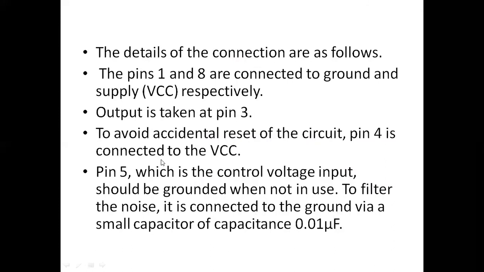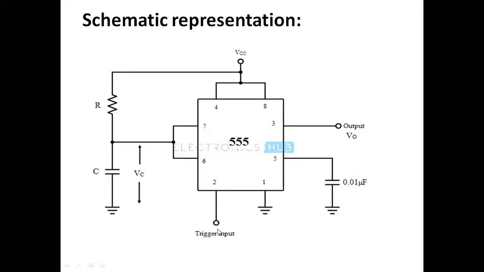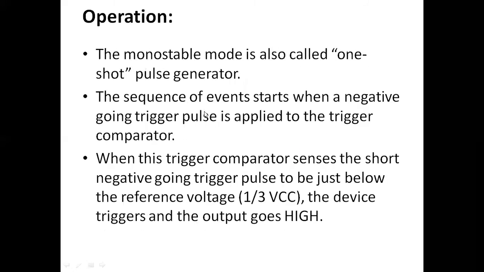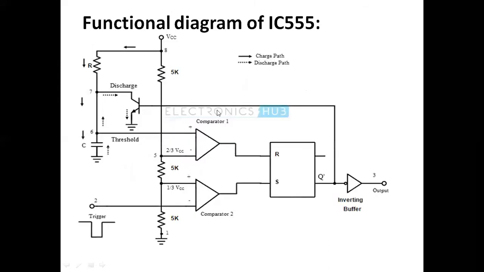Next, we apply a negative trigger pulse in order to start the operation. This is the operation slide: monostable mode, or monostable multivibrator, is also called a one-shot multivibrator. Whenever we apply a negative trigger pulse, the operation starts. This is the functional diagram of the IC 555. It mainly has a voltage divider, 2 comparators, an SR flip-flop, an inverter, and the external 2 components, R and C.